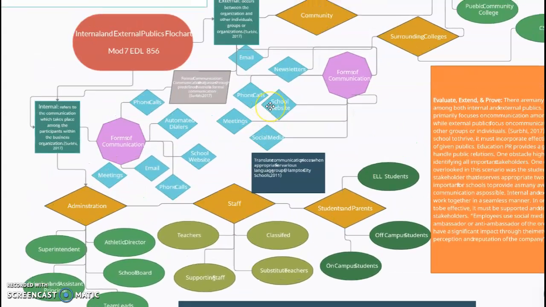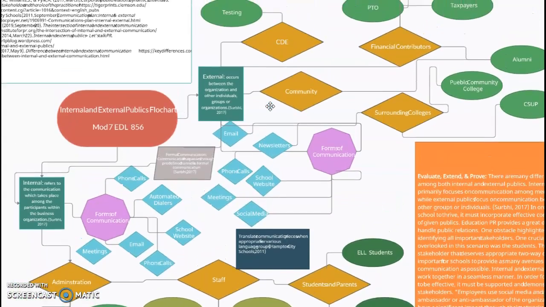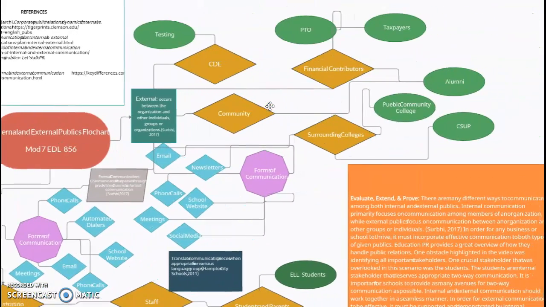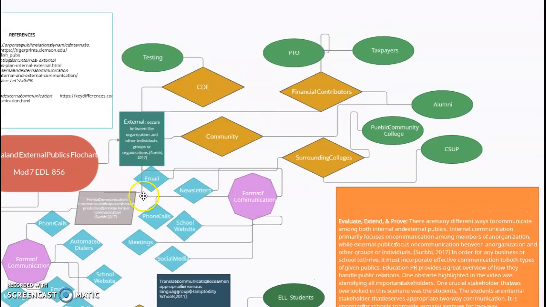Breaking down and going over to my external side, I'd like to highlight that again, this is formal communication. This is all going to go through channels. This is going to be proofread. This is going to go through multiple parties to make sure it's exactly what needs to be said and has all the critical information needed. Some of those external parties or publics are the CDE, our financial contributors, our community, and our surrounding colleges.